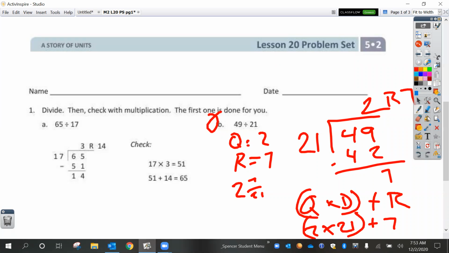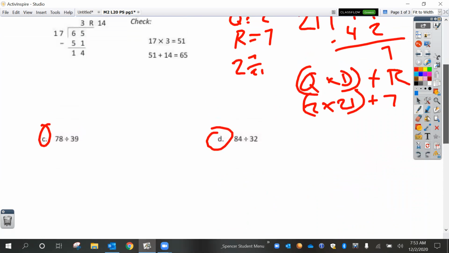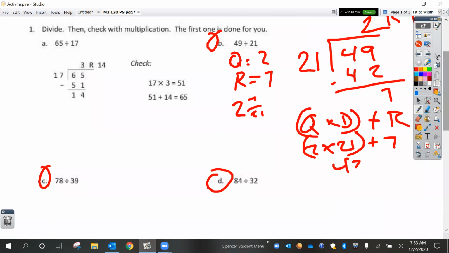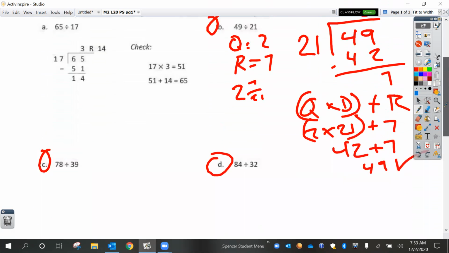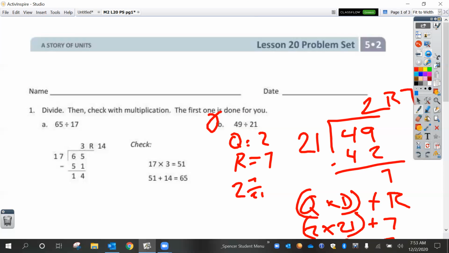We do what's in the parentheses first. 42 plus 7, 49, check. Okay, that's the steps you need to do. All right, so you're going to do the rest of those problems on here. I'll be posting a picture of the answers.